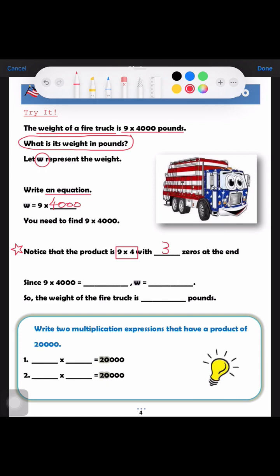So let's try to find 9 times 4. We draw the fact family. 9 times 4 equals to 36. 9 times 4 is the basic fact. So we know that 9 times 4 equals to 36 ones. We can use this basic fact to find the other multiples mentally. 9 times 40, that means it is 9 times 4 tens. So it is 36 tens.